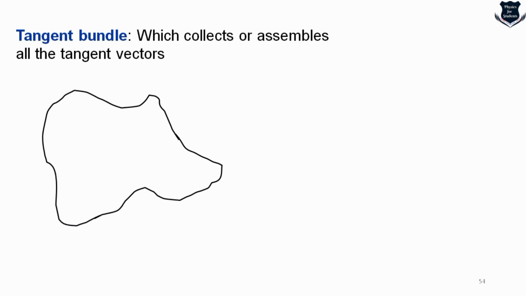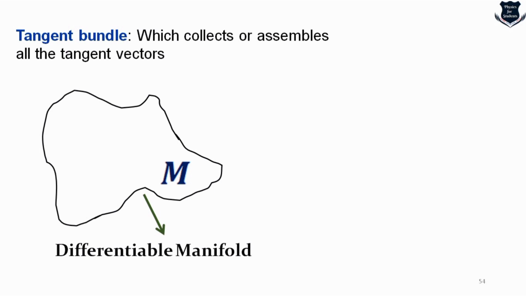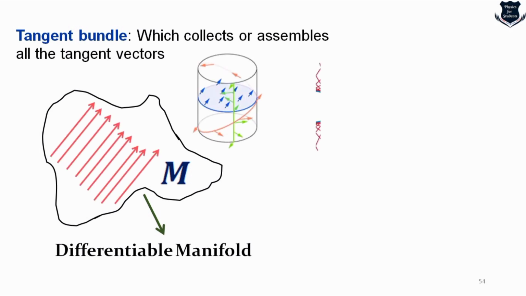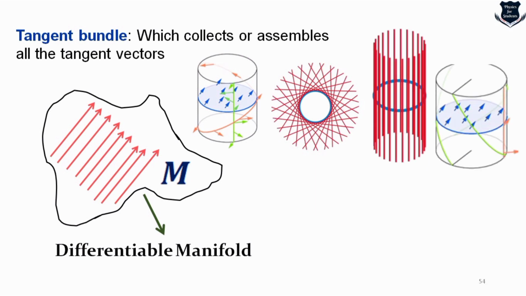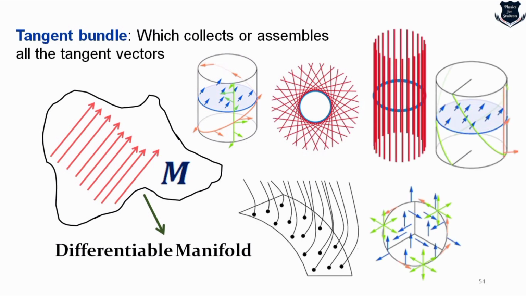Just to give you a basic idea, we have something called a tangent bundle, which collects or assembles all the tangent vectors. So if this is a manifold, or let us say a surface M, which is a differentiable manifold, and these are the lines going up, and these are all the different collections, this is what is called the tangent bundle. I mean to say, it is a bundle, a collection of tangent vectors. M is a differentiable manifold. Don't worry about this term, we will soon find out what a differentiable manifold is. So we have tangent vectors, then we have the tangent bundle.